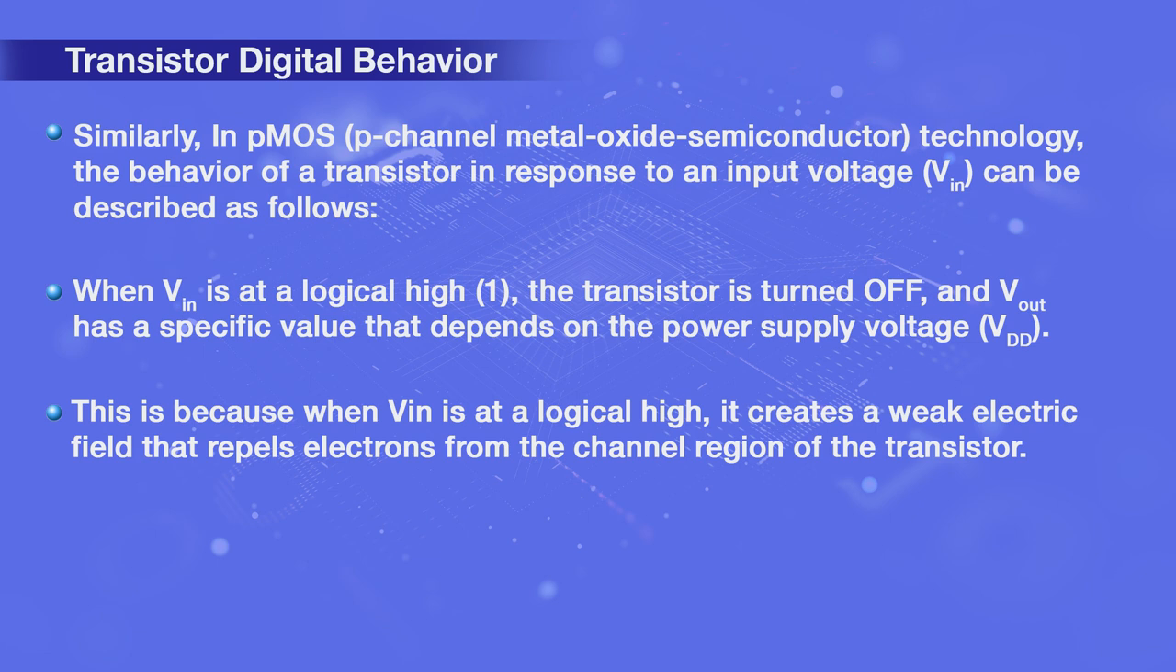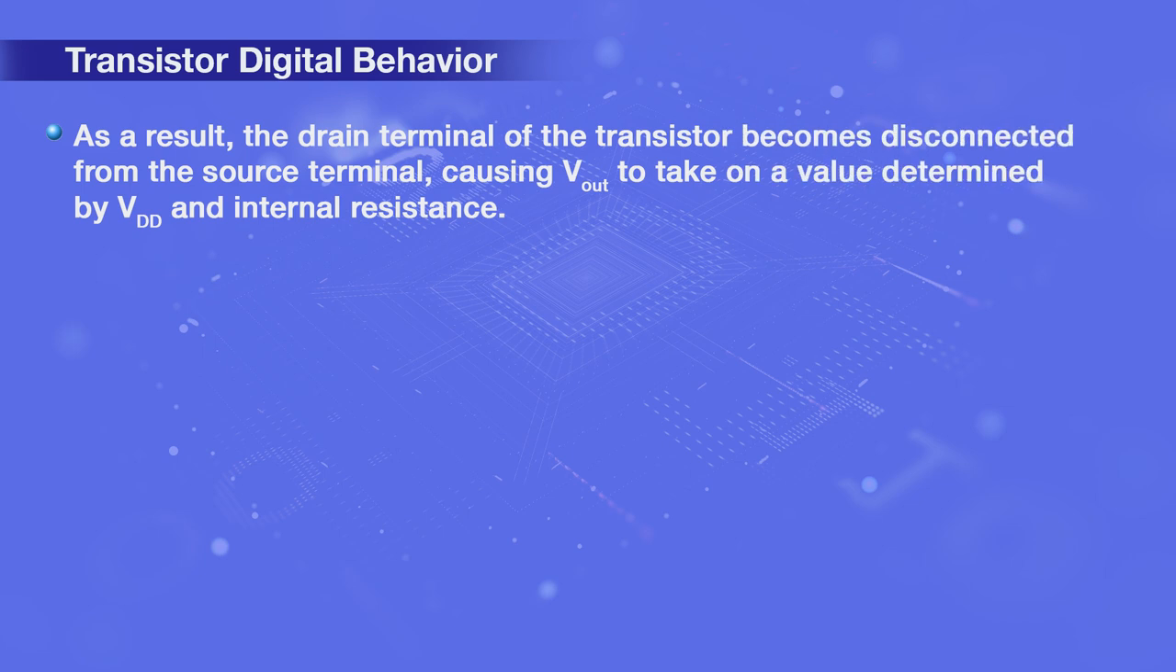This is because when Vin is at logic high, it creates a weak electric field that repels electrons from the channel region of the transistor. As a result, the drain terminal of the transistor becomes disconnected from the source terminal, causing Vout to take on a value determined by VDD and the internal resistance.